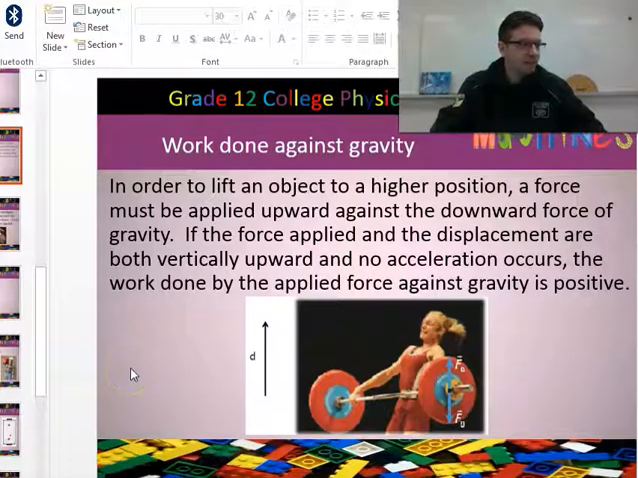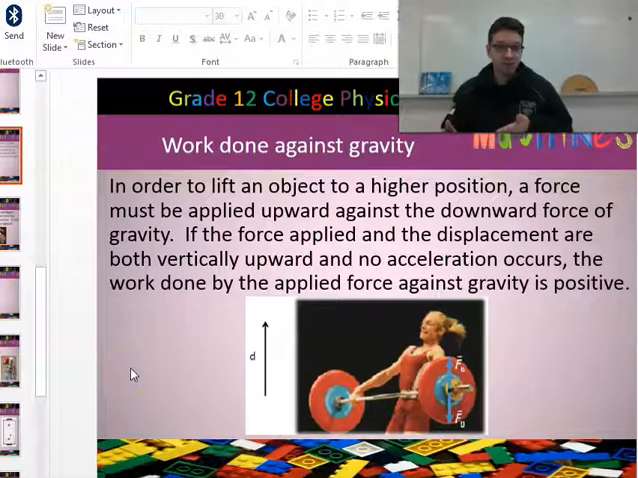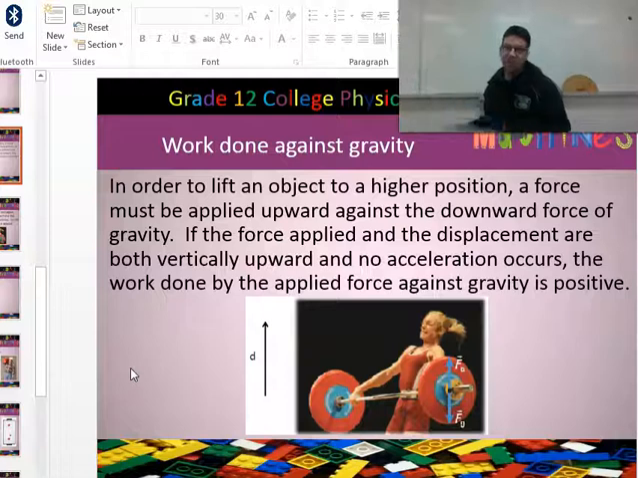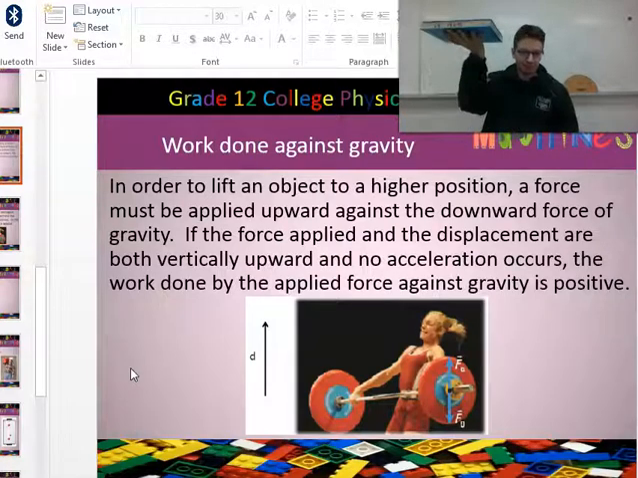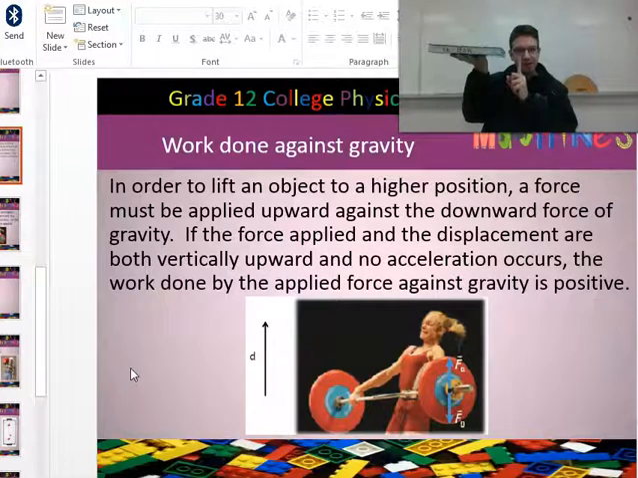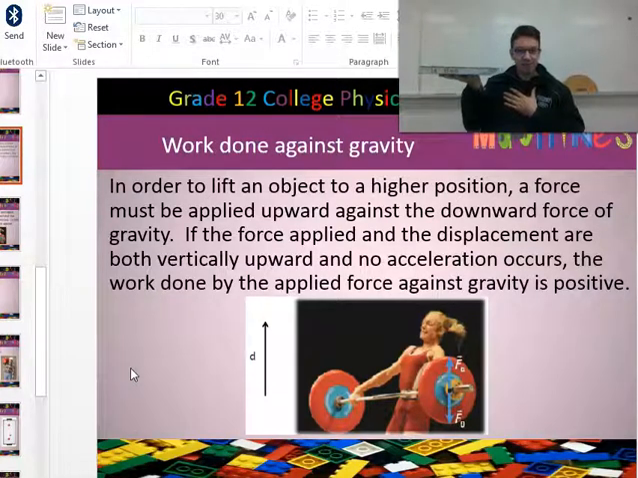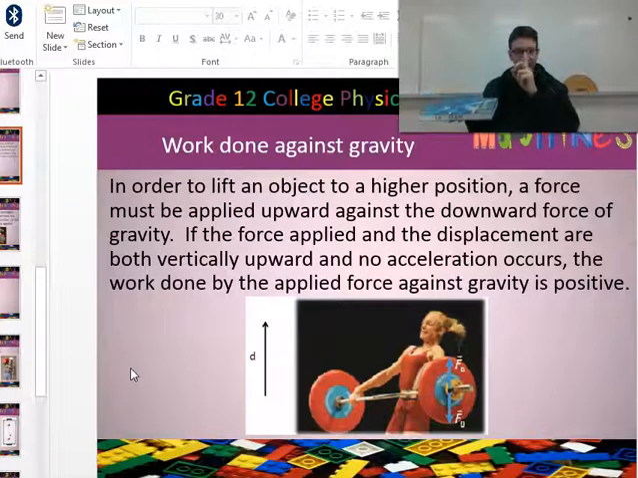Alright, so we looked at pushing something horizontally and having friction oppose it, but you can also have gravity oppose. So let's say I'm lifting something up. In this case, my applied force is up and the displacement is up. I am doing positive work. However, if I'm lowering it down, my applied force is up, but displacement is down. So in this case, I'm doing negative work.